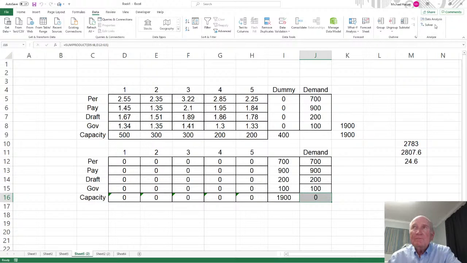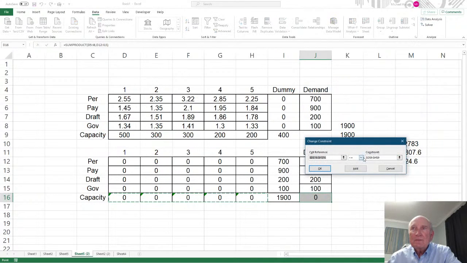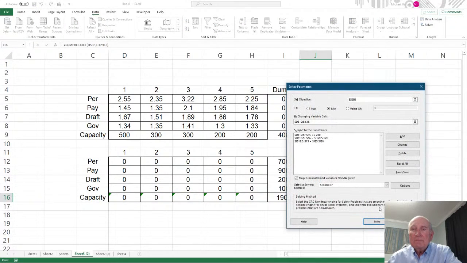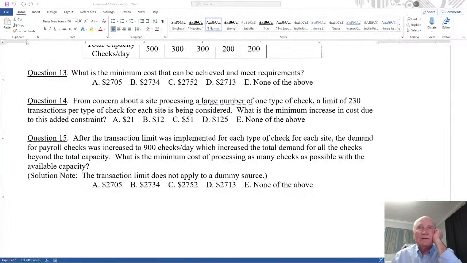Oh. This change, this has to be equal to. There we go. Then we have the 2702. Then whatever this is saying over here. 2703, 2705, 2702. It's going to be different.